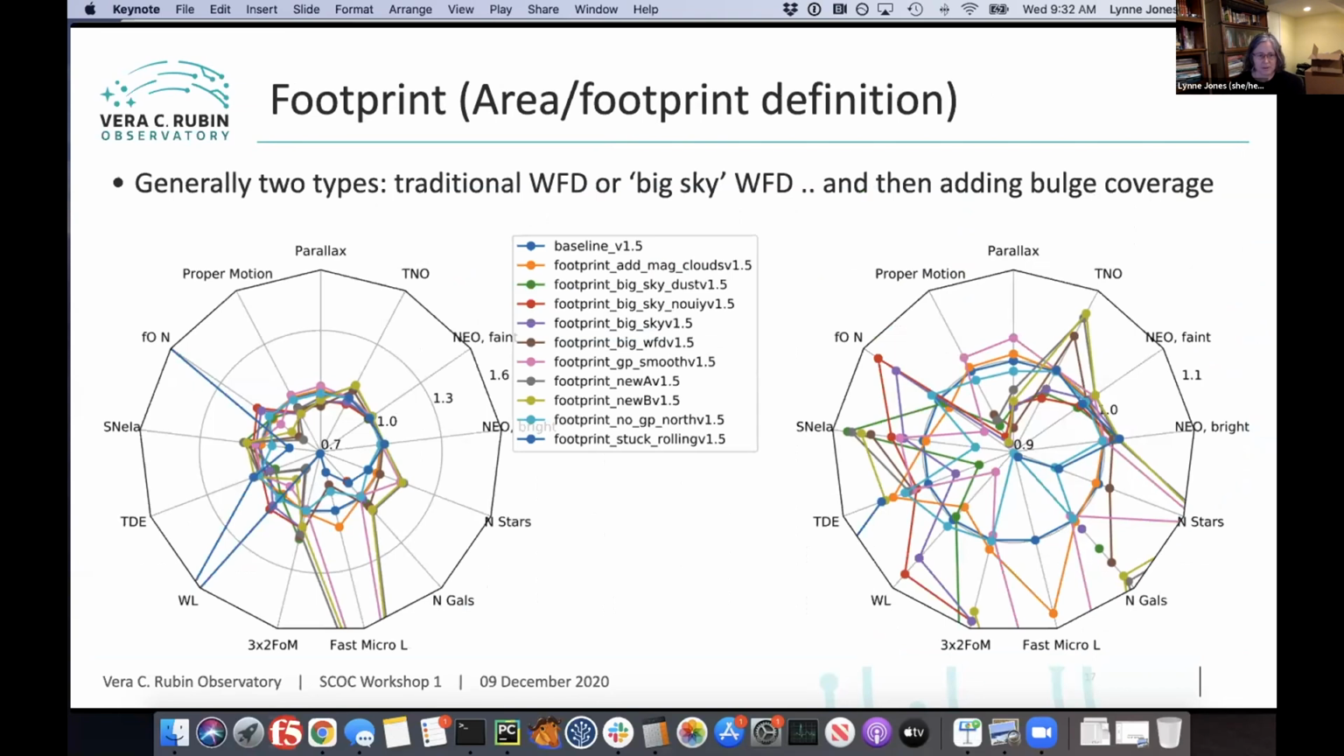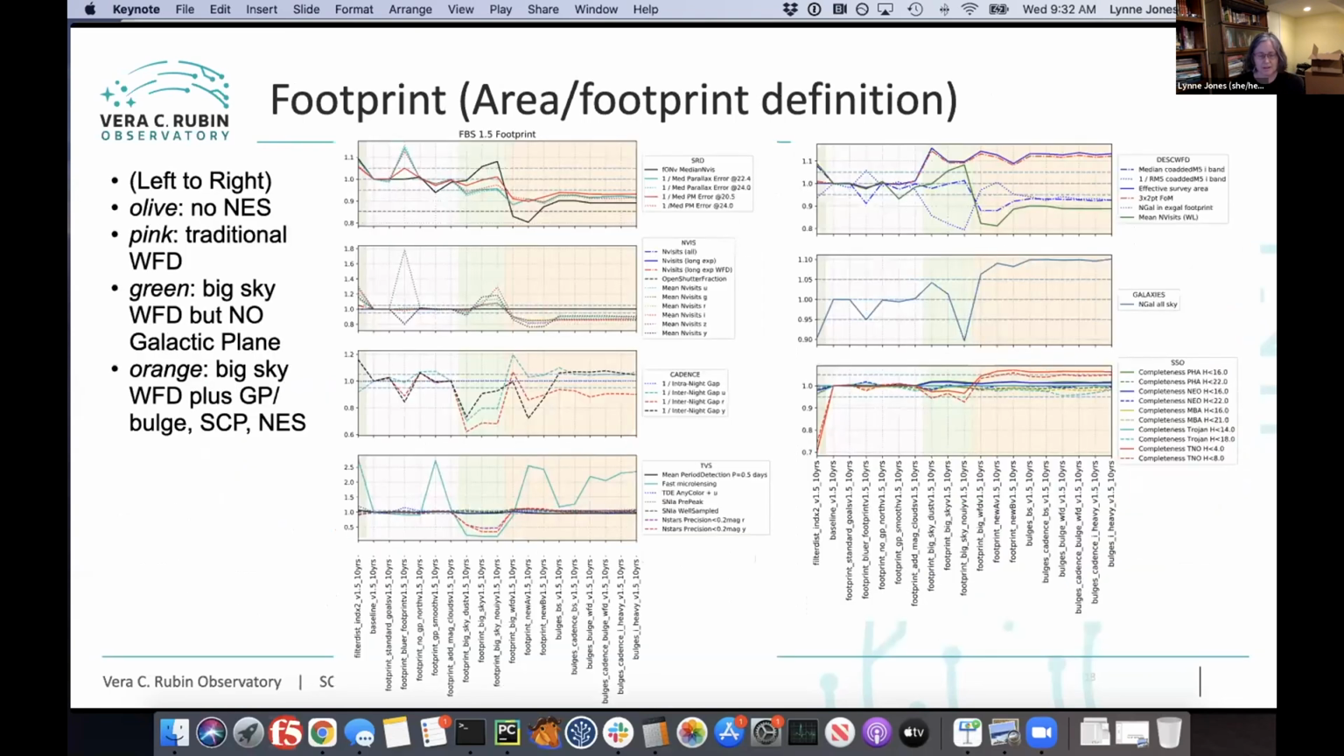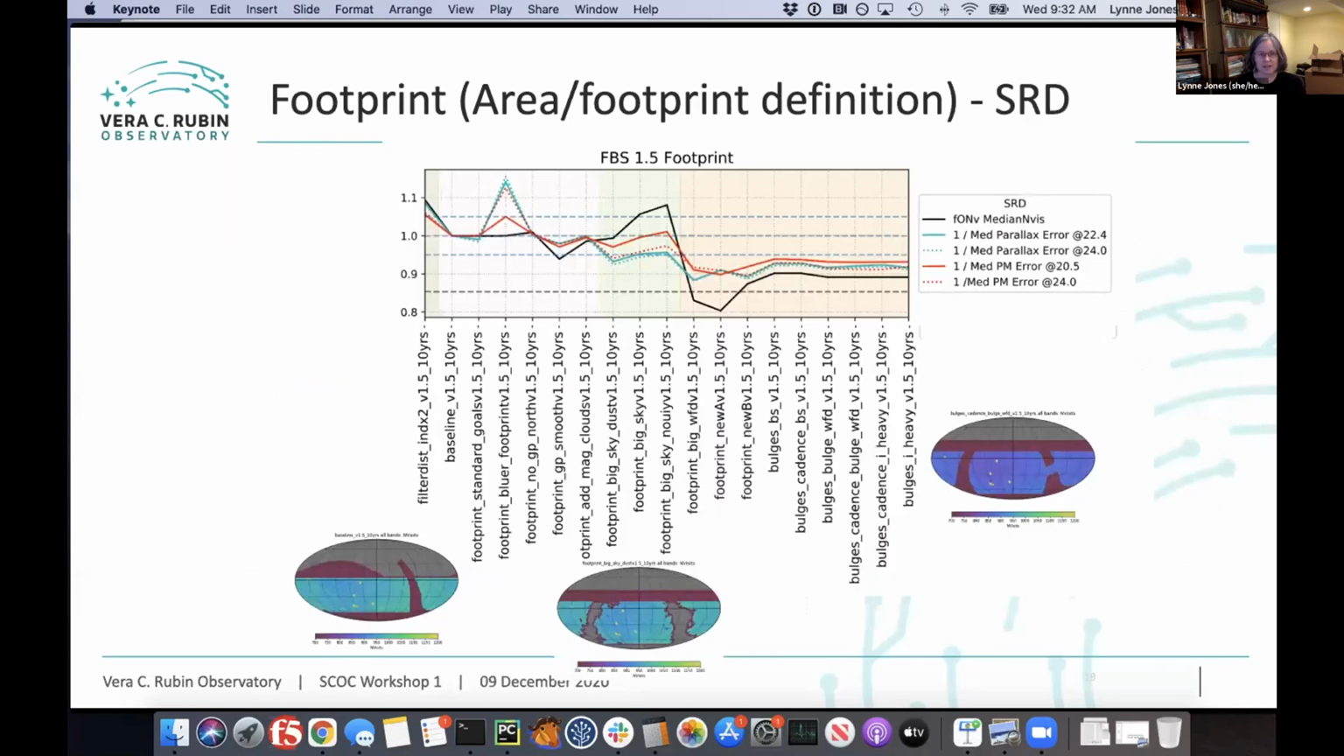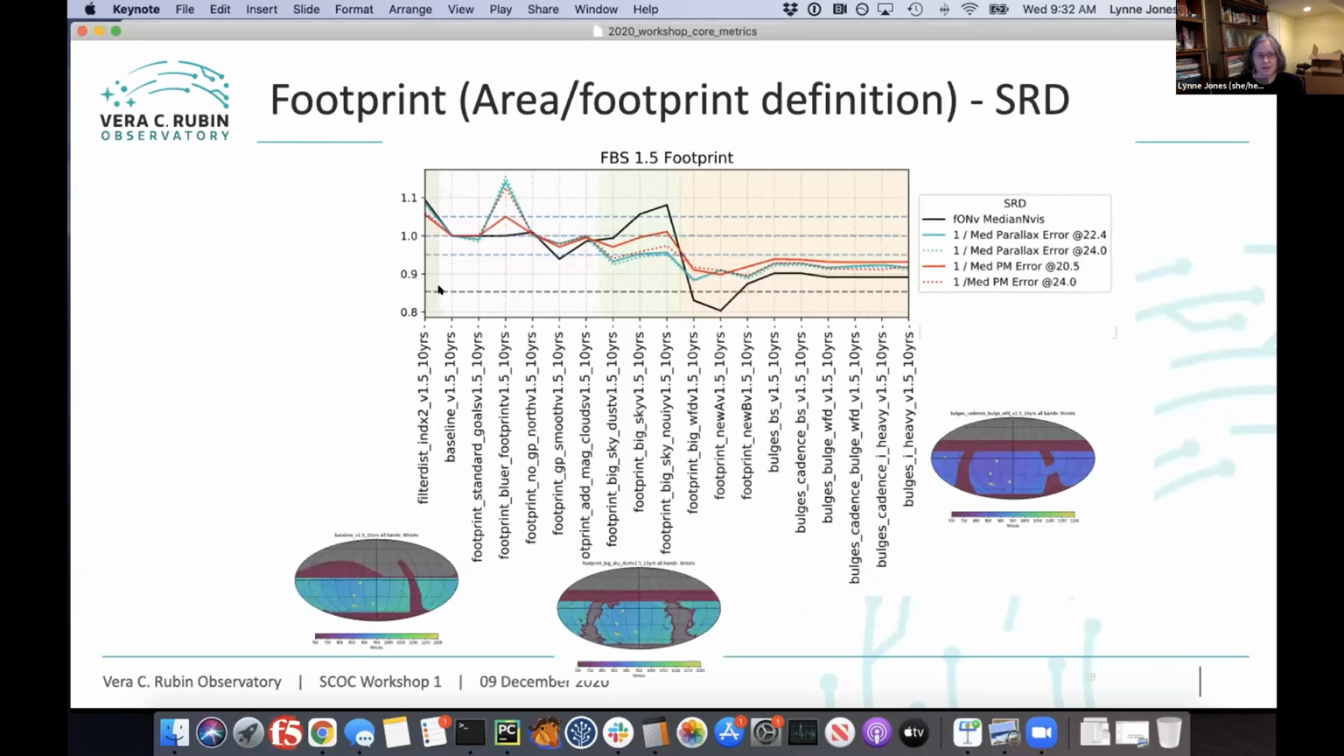Okay, then we have the footprints. Again, there are a lot of simulations, so it can be a little hard to see what's going on with the radar plot. So we can look at these more detailed metric plots. What I've done here is color-code them. These are the traditional footprint family. These are a family where we had no coverage at all in the galactic plane. And then these are a family where we had a bigger, shifted Wide-Fast-Deep, extended north and south, so there's more extragalactic area. But then we started adding in more coverage, like in the plane.